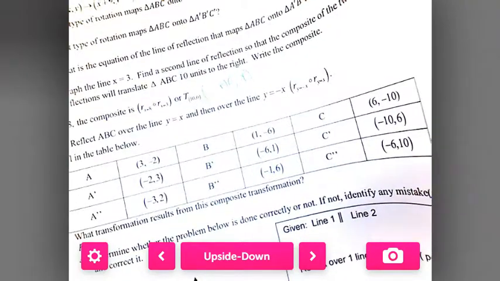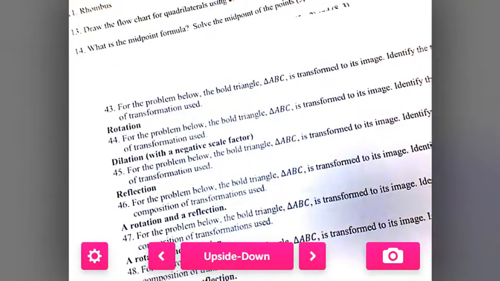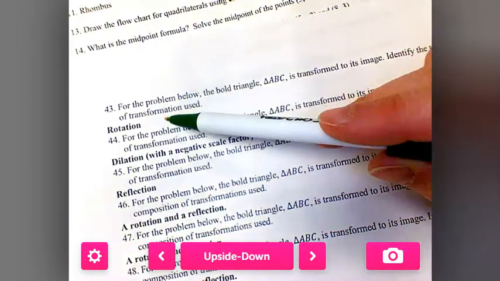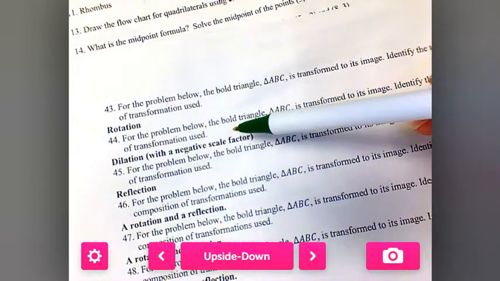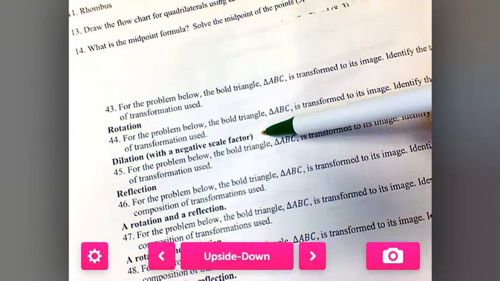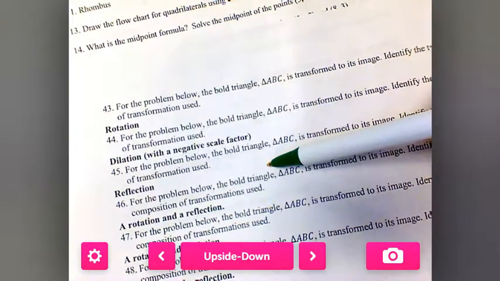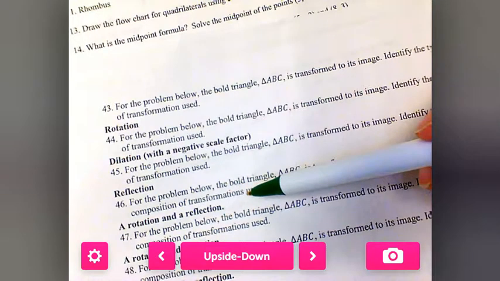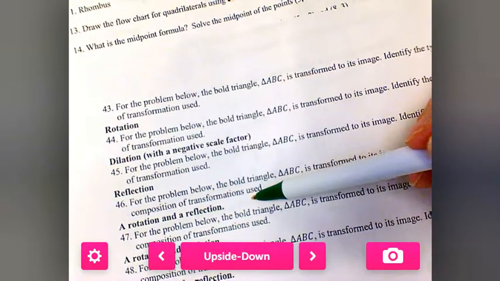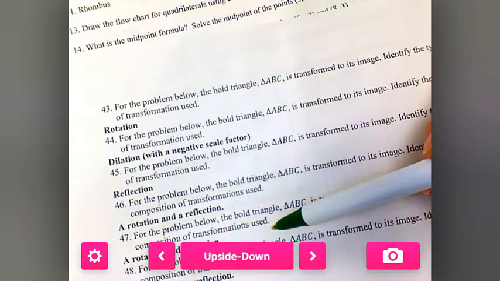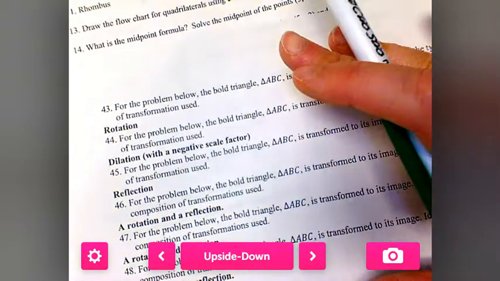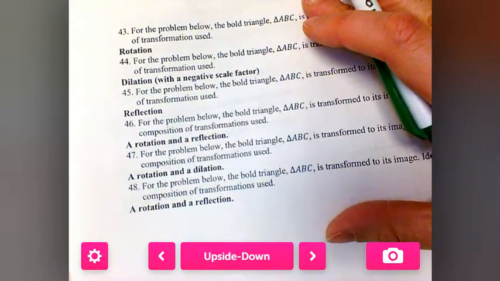That was 42. We're going to go to 43. 43 is a rotation. 44 is a dilation with a negative scale factor. 45 is a reflection. 46 is a rotation and a reflection. 47 is a rotation and a dilation. And 48 is a rotation and a reflection.